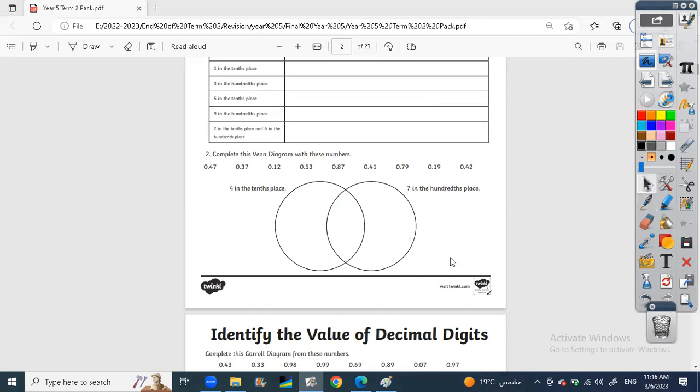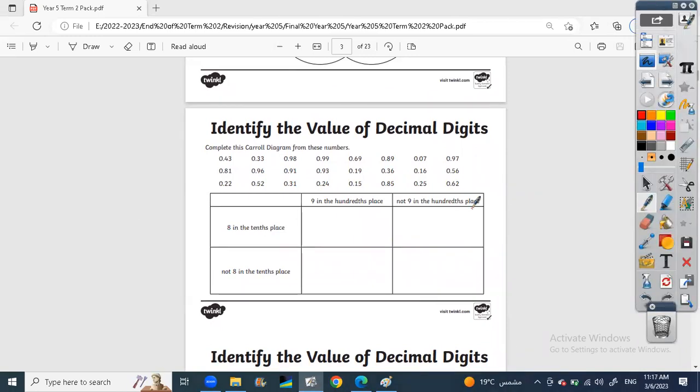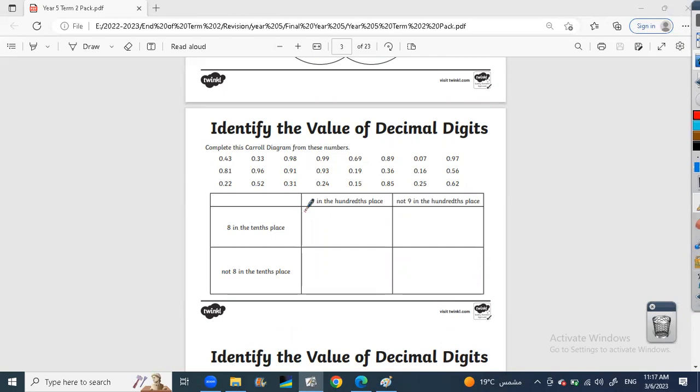The second page over here is just asking you to use the Carroll diagram. And I want you to give me your full attention here, because here they want you to write some numbers here, some numbers in this box, and some numbers in this box. All right, what are the numbers that you're going to write? They want you to write here any number that has 8 in the 10th place and 9 in the hundredths place. 8 in the 10ths, 9 in the hundredths.